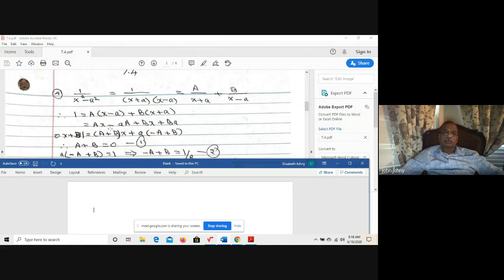When you set the coefficients of x equal to each other, you get A plus B is equal to 0. And then the constants equal to each other: small a times negative A plus B is equal to 1.